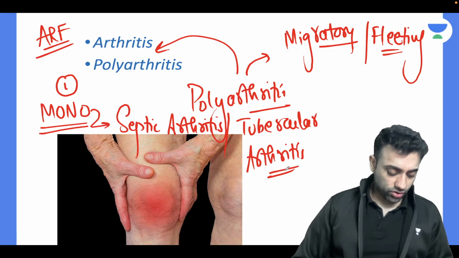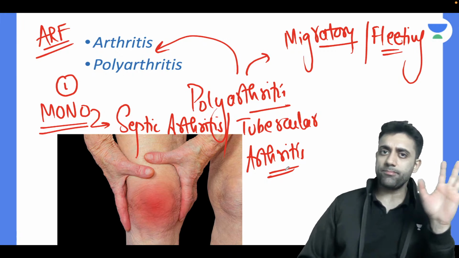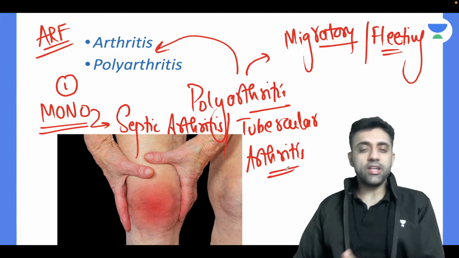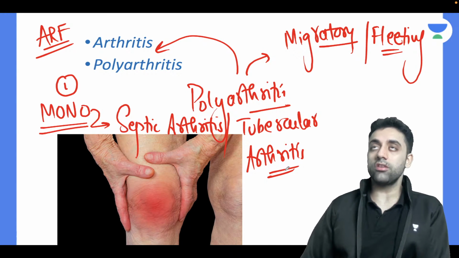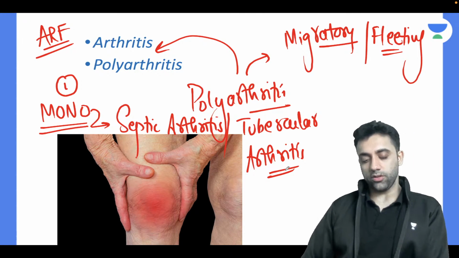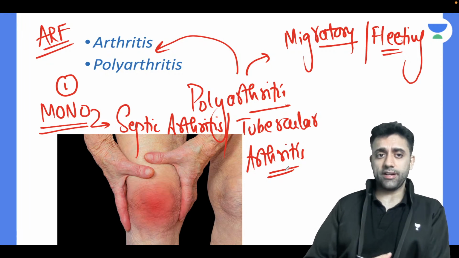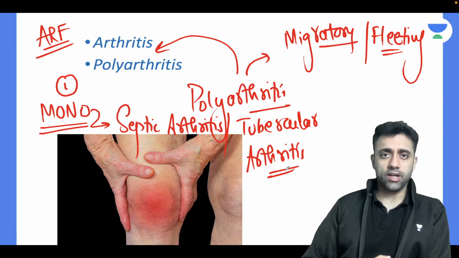Are you understanding? Yes or no? Are we understanding this much? It's a very beautiful topic, very simple, very nicely we are covering. Are we understanding this much? Yes or yes, what do you think? Did you understand? Okay, very good. Yes, very true. Septic arthritis, tubercular arthritis, TB spine, these all are examples of monoarthritis.